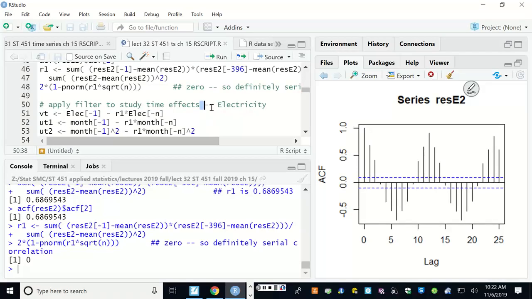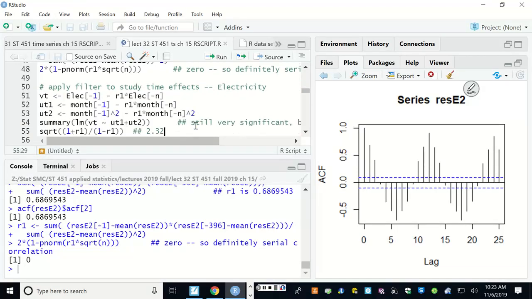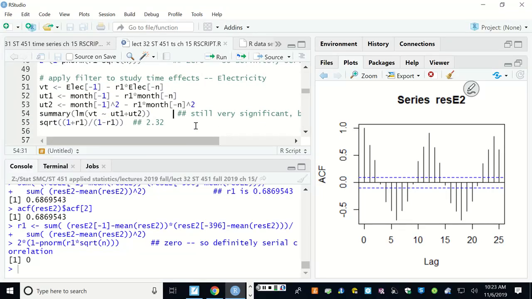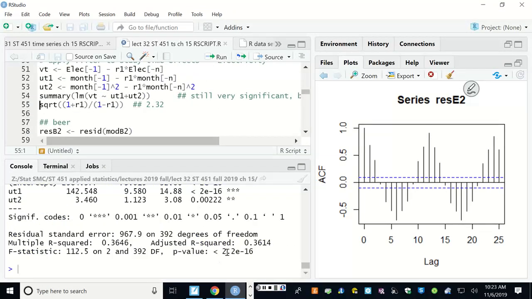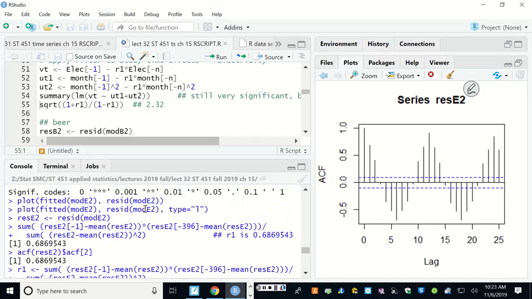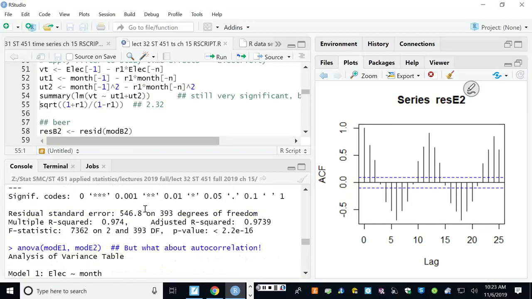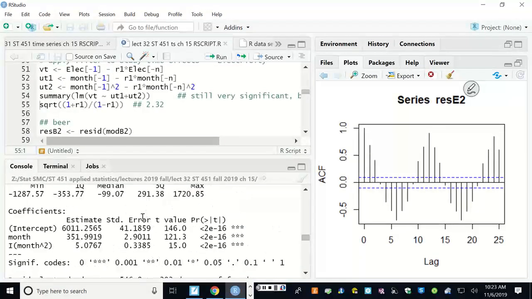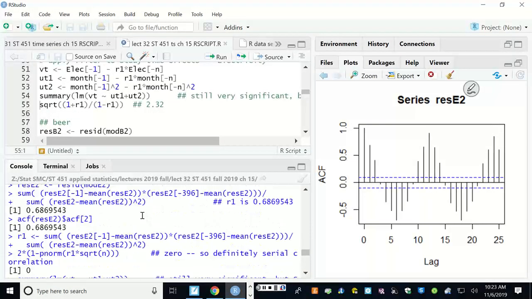So we get that filter, and then we regress the filtered electricity on these two things. And we get these two coefficients, 1.42 and 3. Month and month squared. Wait, what's going on?